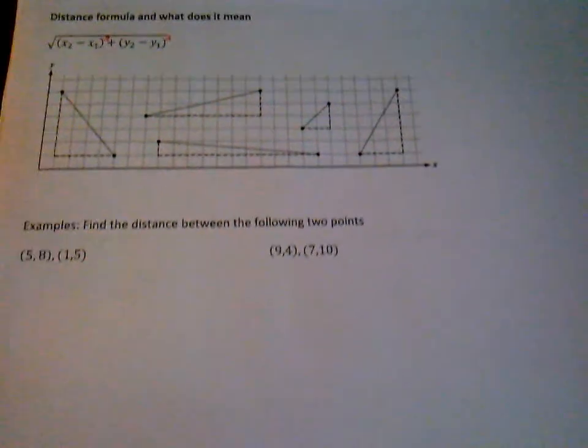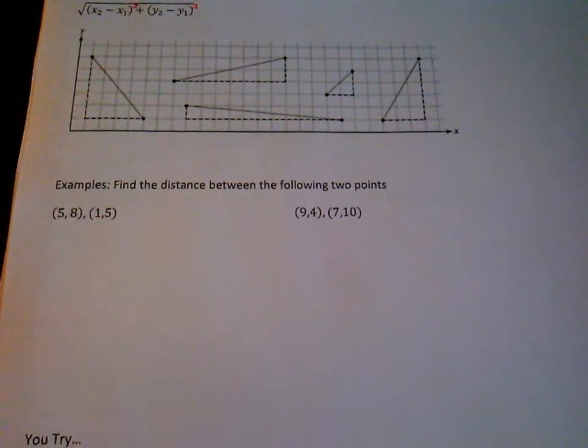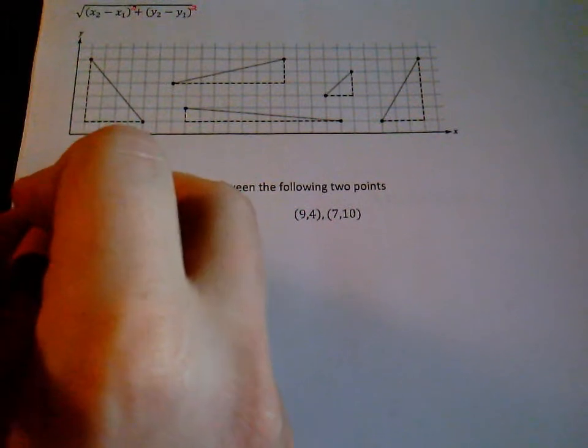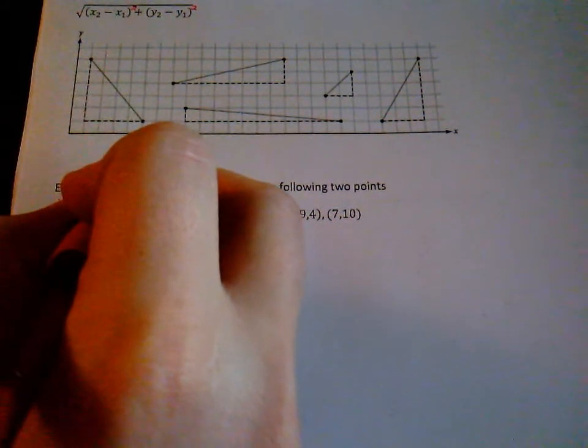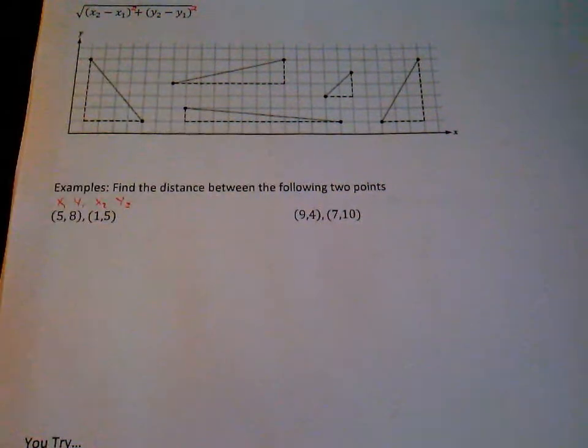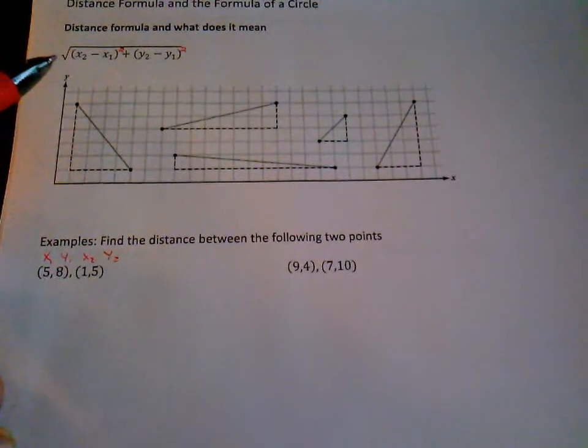So how do you use this? Well, what you need to do is first label your points. So this is going to be x1, this is going to be y1, this is going to be x2, this is y2. Okay, so you label your points. Once you've labeled your points, you're going to put it into this formula right here.